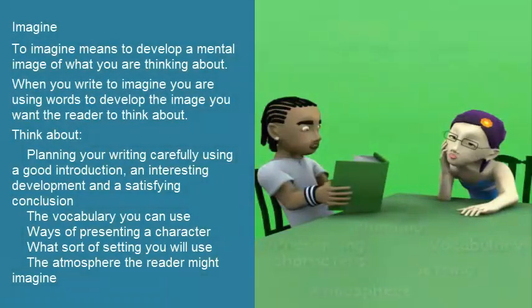Imagine, explore, entertain. Imagine. To imagine means to develop a mental image of what you are thinking about. When you write to imagine, you are using words to develop the image you want the reader to think about. Think about planning your writing carefully using a good introduction, an interesting development, and a satisfying conclusion.